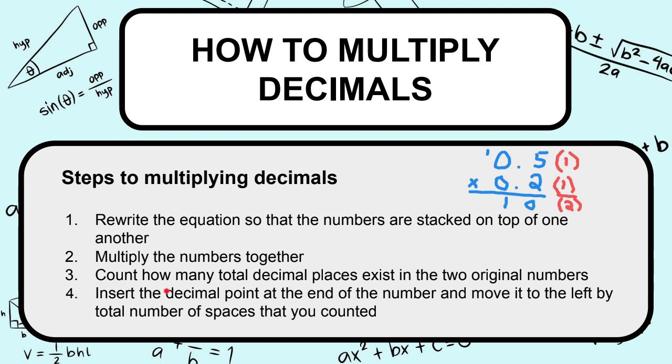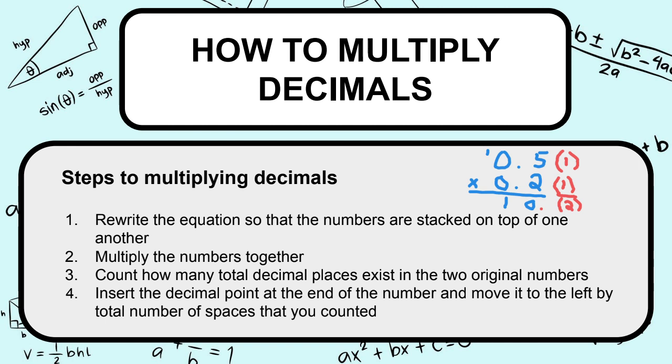So step 3 said to count how many total decimal places exist in the 2 original numbers. So in this one, there are 2. And now number 4, we are going to insert the decimal point at the end of the number. So our number here in our product is 10. So I'm going to insert the decimal point here at the end. And I'm going to use my red here. So this way we don't get confused.